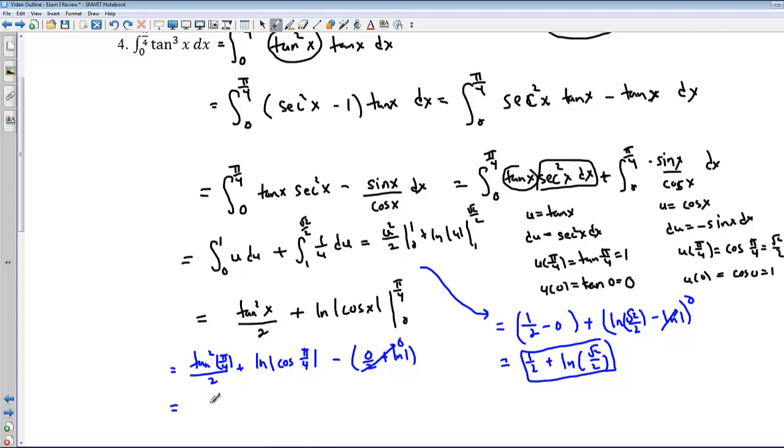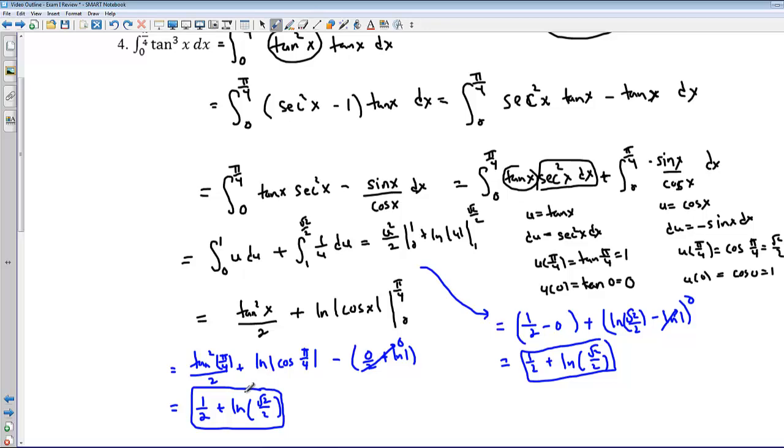So tan of pi over 4 is 1. And if you square it, you get 1. So you have 1/2 plus the ln cosine of pi over 4, which is root 2 over 2. Absolute values you can drop off because root 2 over 2 is positive. And you see you get exactly the same answer.